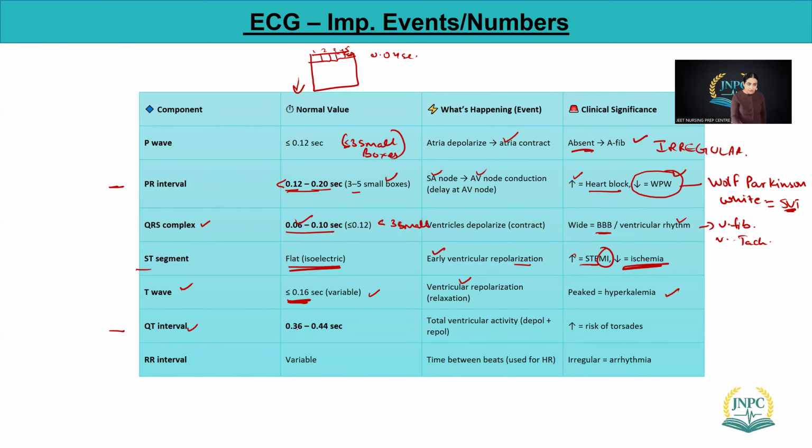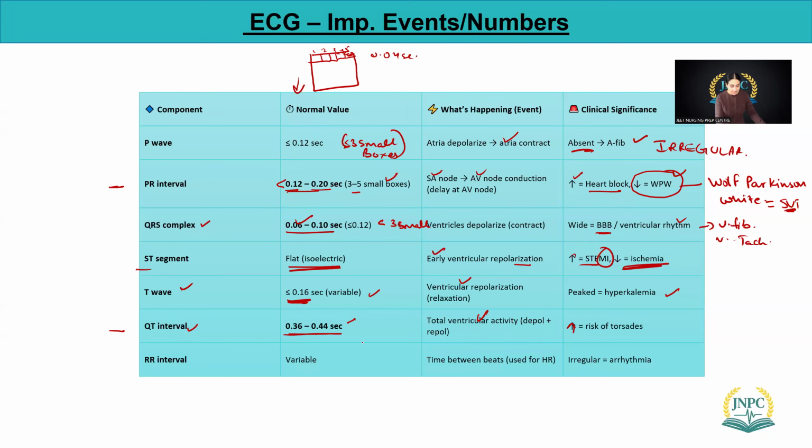QT interval is 0.36. So Q, what is happening from Q to T? So Q, R, S, and T. Ventricles started depolarization and then repolarization. So that is total time taken by the ventricles in contracting and relaxing, right? So that is total time, ventricular activity. This is the standard. If it is too less or too high, maybe there is some sort of dysrhythmia.